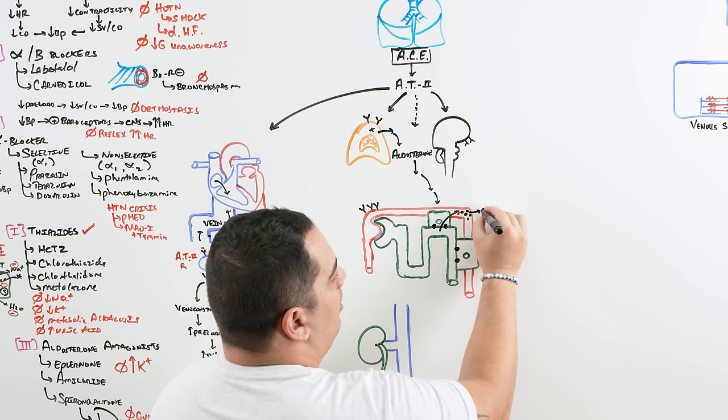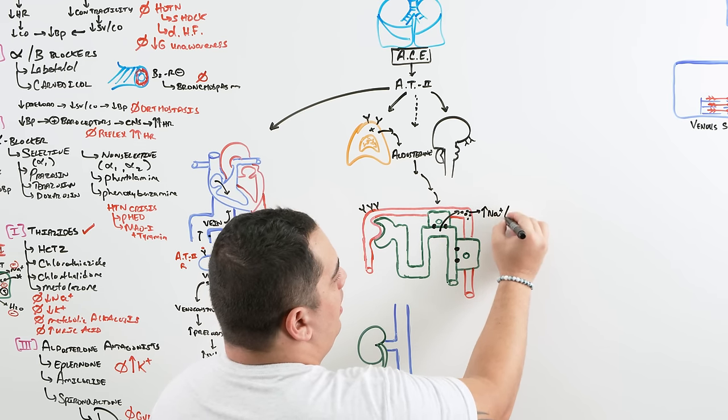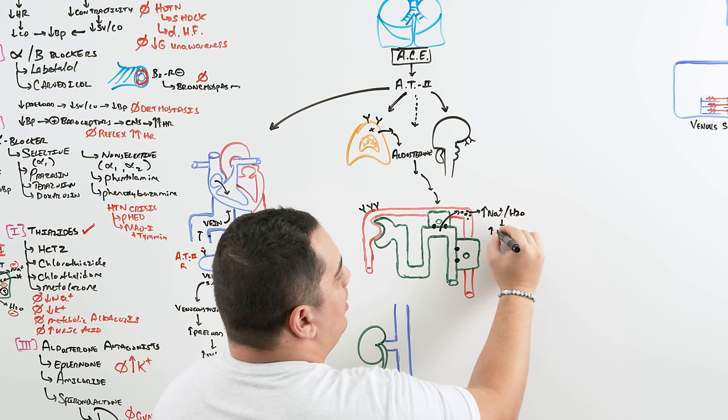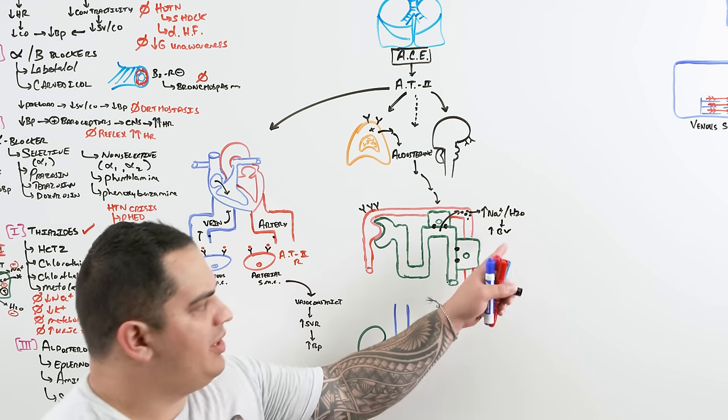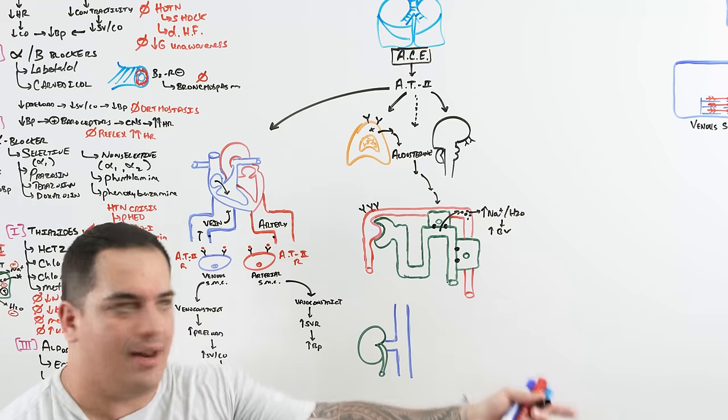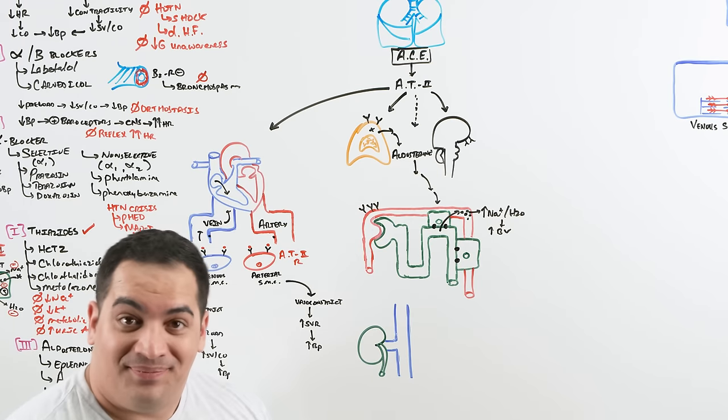So the effective process here is it'll increase sodium, it'll increase water, and that will do what? That'll increase your blood volume. And we know that if we increase blood volume, we increase preload, we increase stroke volume, cardiac output, blood pressure, yada yada. That's one effect.